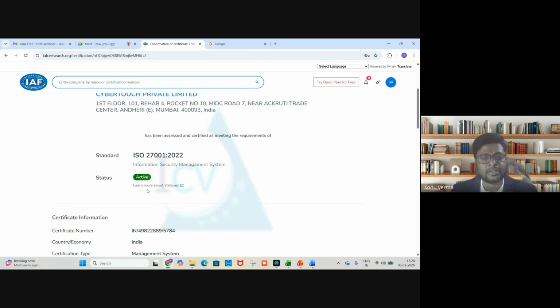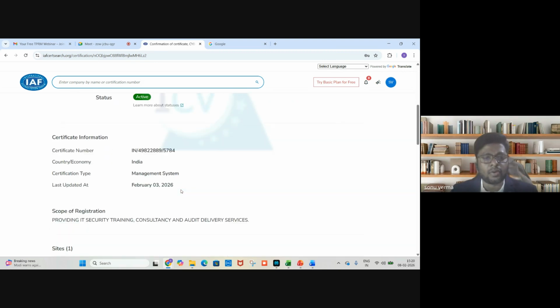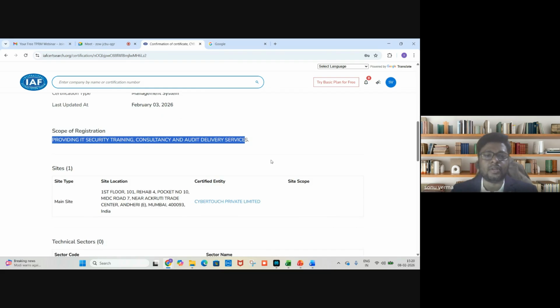The certificate status is active, but this certificate has been issued for this vendor for what? Okay, it is not for any certification delivery or software delivery, but this company has been assessed only for providing IT security training, consultancy, and audit delivery. Yes, I can go now.